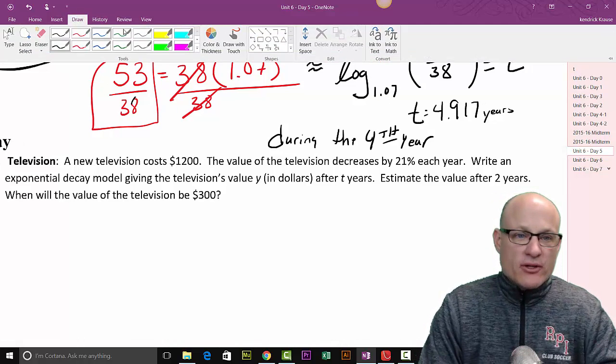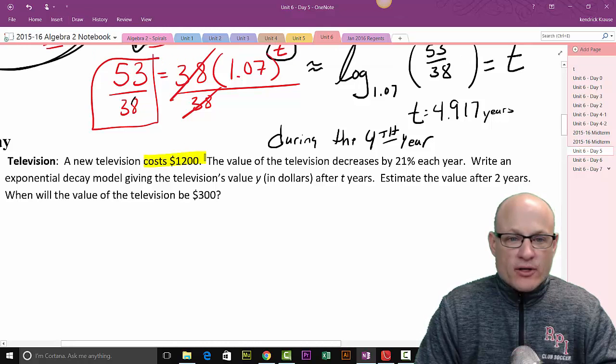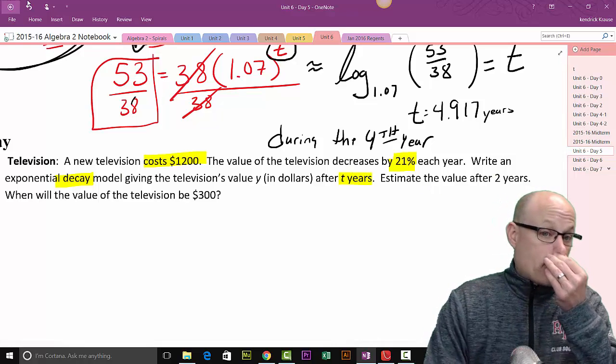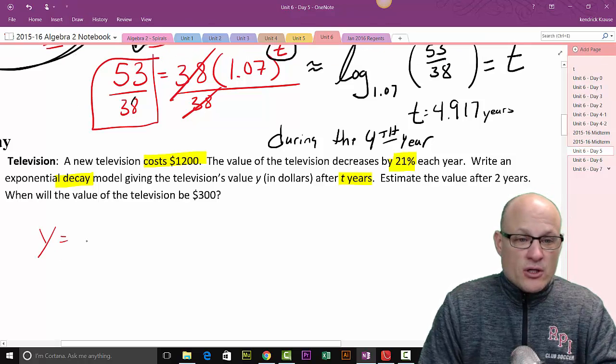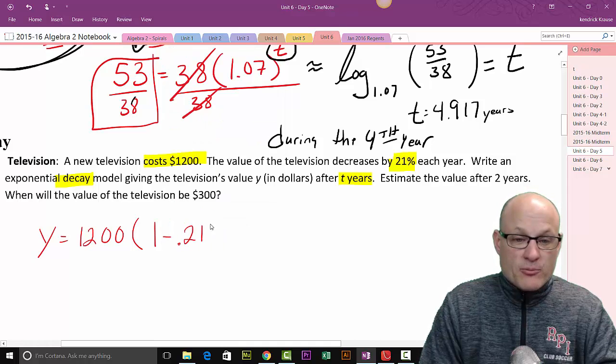So a cost of a new television is $1,200. It decreases by 21% per year. Write an exponential decay model. That means we're going to be subtracting after t years. So let's just do that part right there. That part shouldn't be too difficult. So y equals our principal amount, which was $1,200, times 1 minus our rate. Now, 21% is 0.21. That one is 0.21 to the t. There's our model. Now we want to know the estimated value after 2 years.